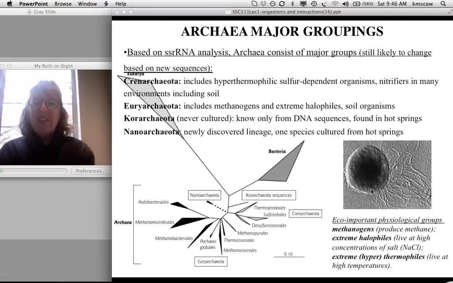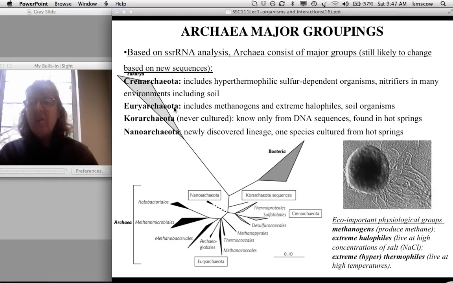Okay, so back to the archaea. So far, what we know based on sequencing is that there are several major groups of organisms, including the Crenarchaeota, the Euryarchaeota, the Chlorarchaeota, and the Nanoarchaeota. The Chlorarchaeota haven't been cultured, and we know almost nothing about them. And the Nano, we only recently found out about them, and I think there's just one species, or maybe there's more now, but they're pretty unknown.